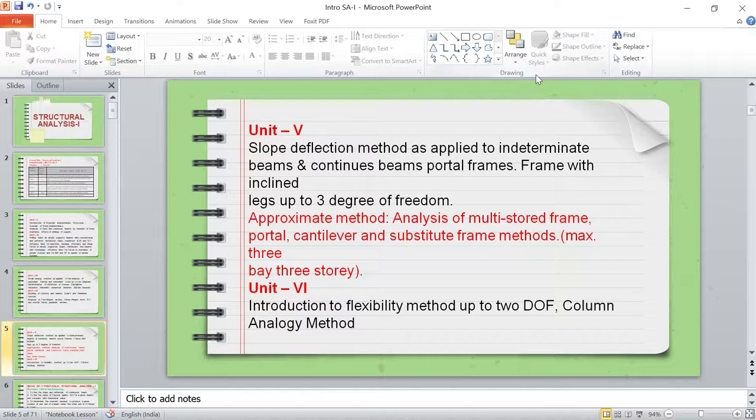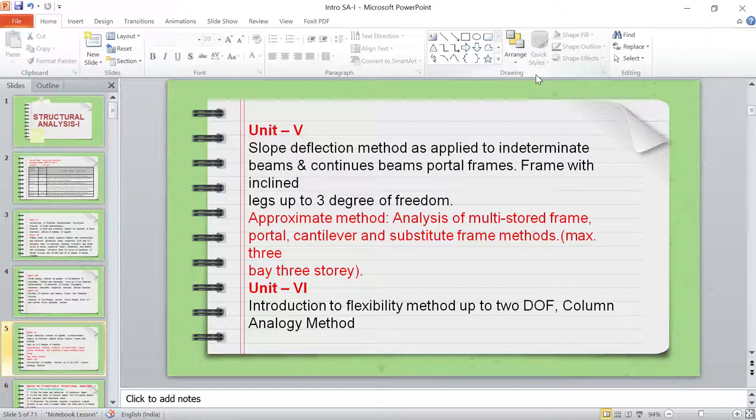Very good morning students. Today we are going to study unit number 5. Under unit number 5 there are two major topics. First is the slope and deflection method, and second is the approximate method. So let us start with the approximate method first. I will tell you the general background of the approximate method.